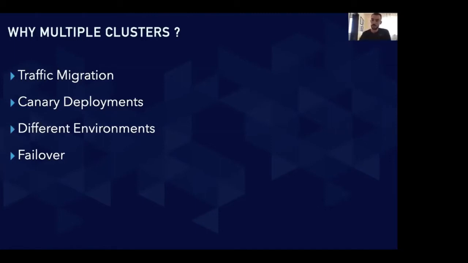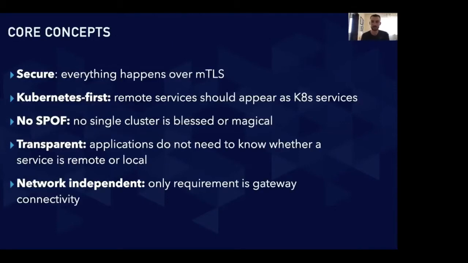So we tried to build upon the Linkerd concepts and have our multi-cluster implementation be governed by other core concepts that expand upon the Linkerd ones. So our implementation is secure. Everything happens over TLS, even traffic across clusters. It's Kubernetes first, so remote services appear as Kubernetes services. There's no special kind of service. There is no single point of failure.